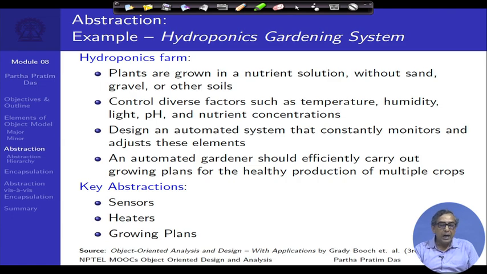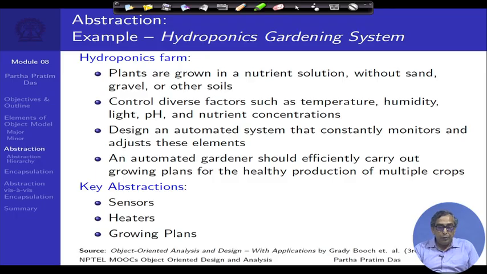One is I would need to be able to know what these parameters are at any point of time. So, I will need sensors, and since I want to control them, knowing is not enough. If the temperature is too low, I need to increase that. If the temperature is too high, I will need to decrease that. So, I will need actuators. Say for temperature, I will need heaters. I will need several other actuators for other parameters.